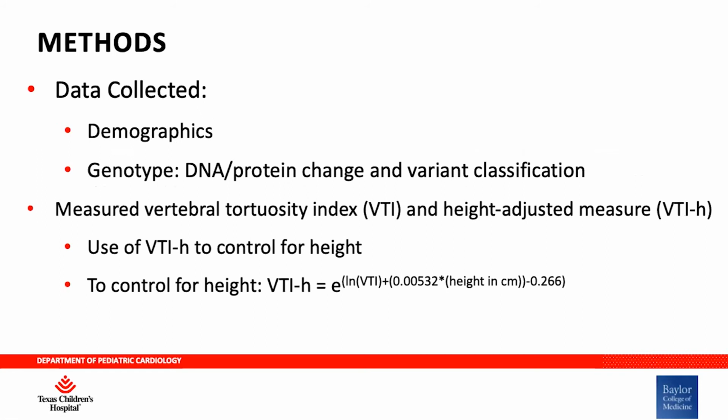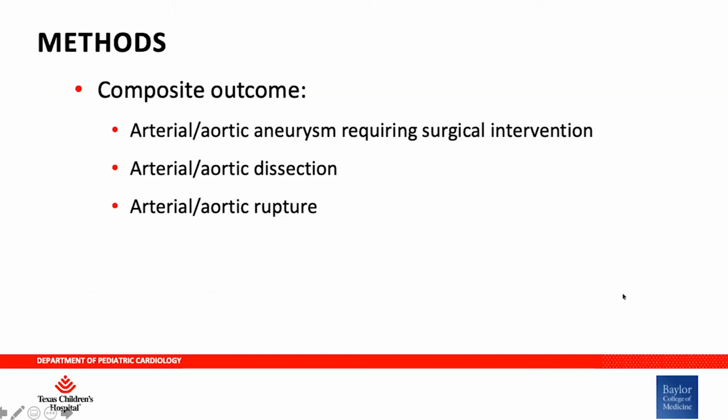As far as data collected, we included demographics as well as genotype, including the DNA and protein change, as well as a variant classification. We used a similar strategy here with the high risk and low risk, looking at subjects who in the high-risk group had glycine or splice site variants, as well as those in the low-risk category, those having a null or haploinsufficient variant. We also measured vertebral artery tortuosity using VTI as an index, as well as the height-adjusted measure, which I'll refer to as VTI-H. We understand that VTI decreases with age, and then it plateaus across adolescence. And so we use this measure to account for that, and that's pretty much what this formula does, is control for that. And then we used a composite outcome, including arterial or aortic aneurysm requiring surgical intervention, as well as arterial or aortic dissection or rupture.